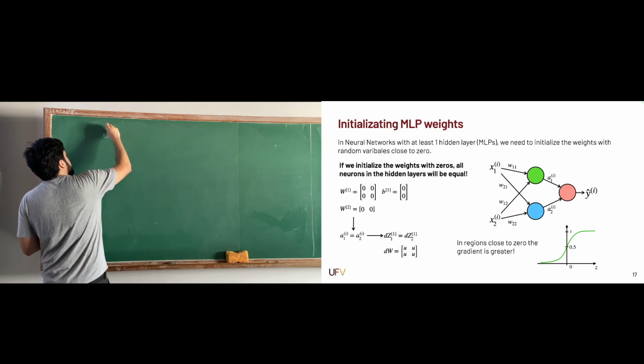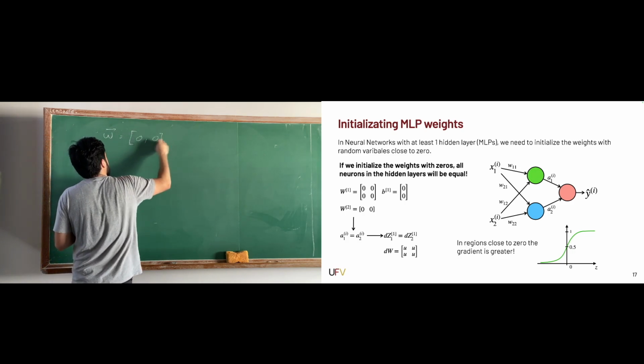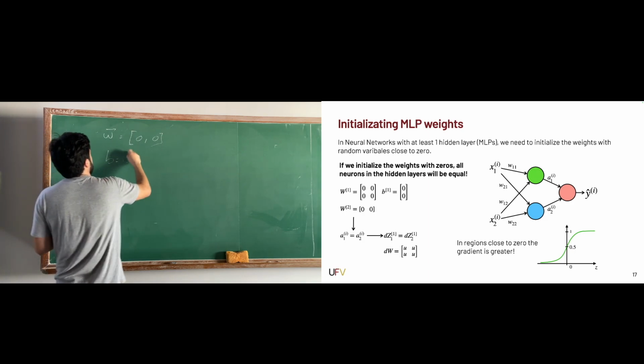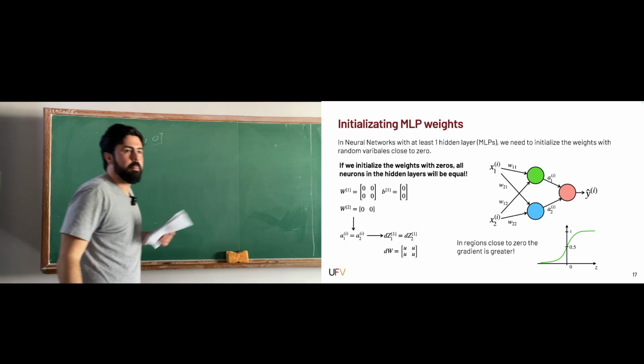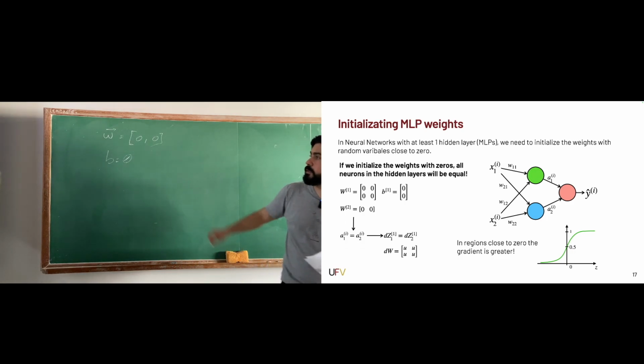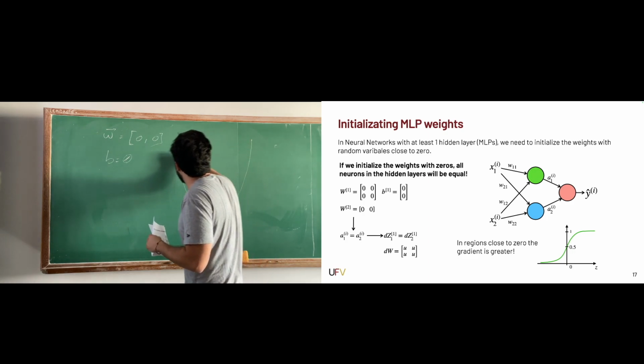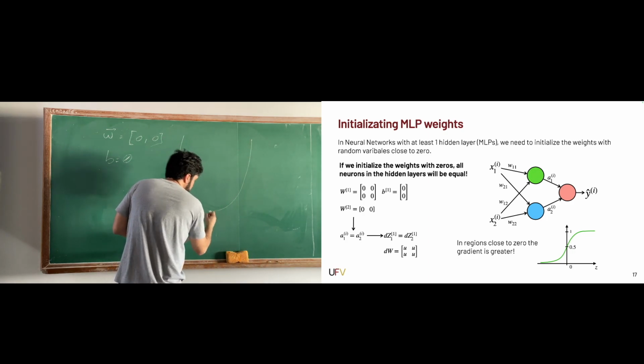So normally you have a W vector like this, and you start it with zeros, and you have a B and you start it with 0. We do that in linear regression. They're all the same values. And we can do that in linear regression and logistic regression because in there we have a convex optimization problem.